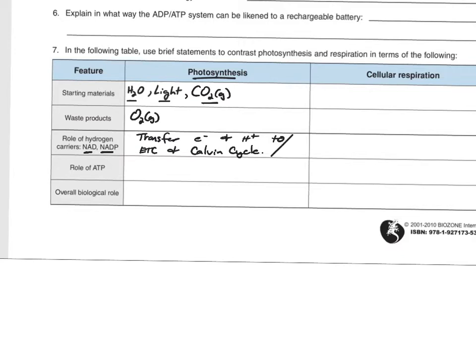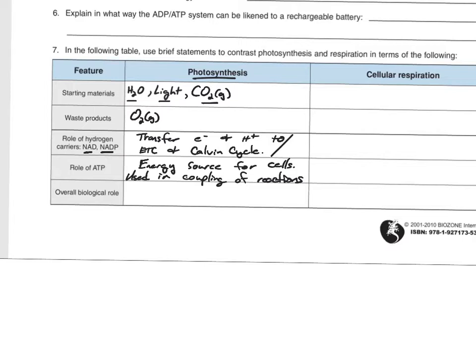Role of ATP. Energy source for cells. And in fact, you can get a little more detailed and say used in coupling of reactions, right? So we can couple them to different reactions. We talked about that. You drew it, you colored it. We had it in the other video.